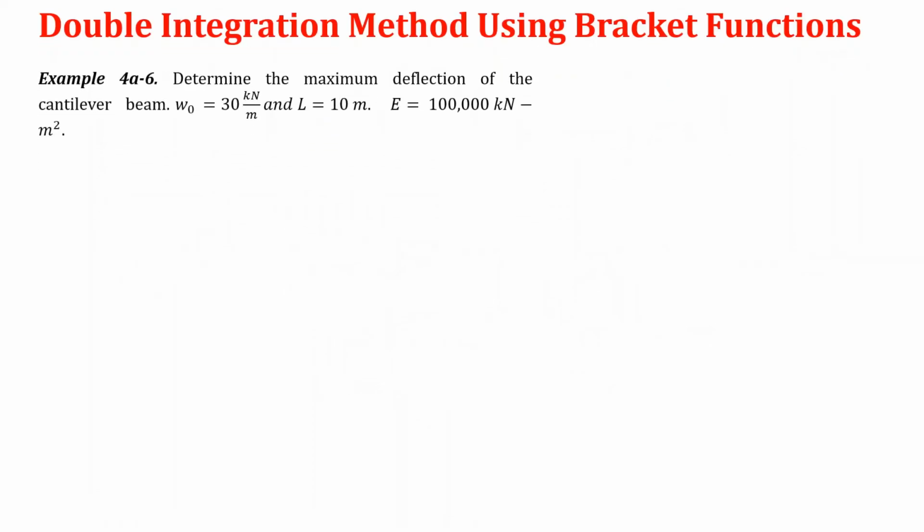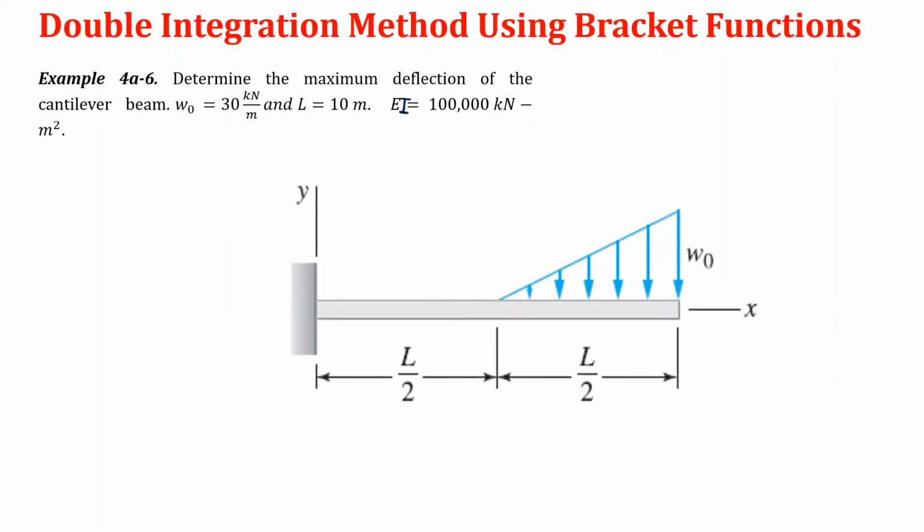Next, final example. Determine the maximum deflection of the cantilever beam if WO is equal to 30 kN per meter and the length is 10 meters. So, use EI. Actually, EI is given, I forgot to say, equal to 100,000 kilonewton square meter. So, this is the figure, a triangular load.